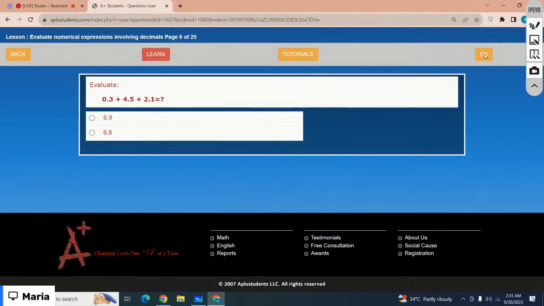Okay, you have to add 0.3 plus 4.5 plus 2.1. So, which is the correct option? Very good. That would be 6.9. The correct option is 6.9, right? Okay.